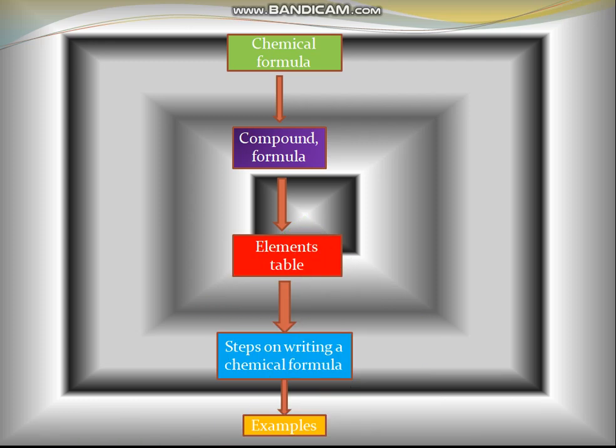So today we'll have a flowchart of what we have learned today. First we have learned the chemical formula. Then we have learned compound and then formula. The compounds are magnesium chloride, that is MgCl2, and sodium hydroxide, that is NaOH. Next is the elements table: hydrogen, helium, lithium, beryllium. There we have discussed their atomic numbers, valencies, and symbols. Then we have written the steps on writing a chemical formula, and then we have gone through some examples.